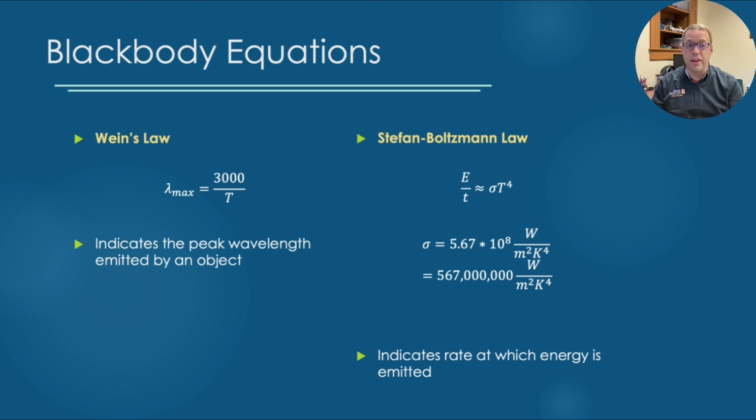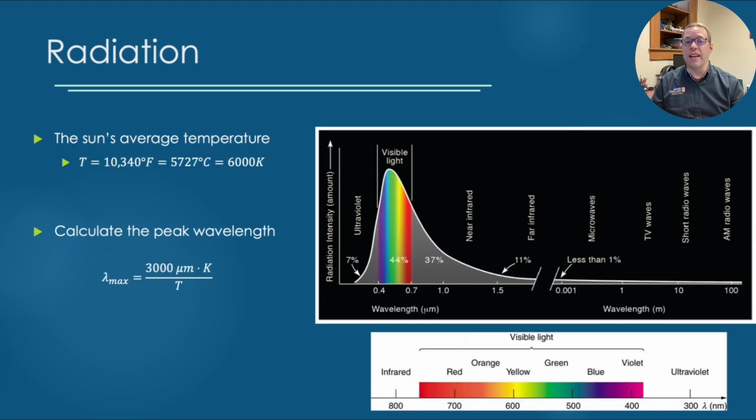All right, let's do a couple of calculations. Let's start off by looking at our sun. The sun's average temperature is 10,340 degrees Fahrenheit. Now, what is that temperature? Well, we can do a conversion, and it comes out to be 5,727 degrees Celsius. We don't want this temperature in Fahrenheit or Celsius. We want it in Kelvin. So do one more conversion, and it comes out to 6,000 Kelvin. That is the temperature of the sun in Kelvin.